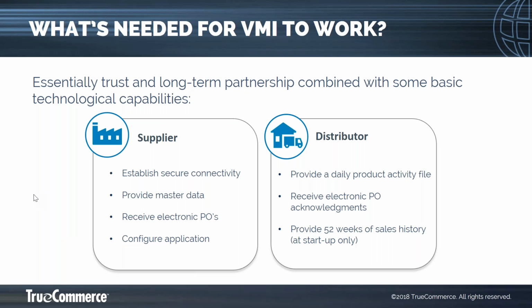Then you will need to have some basic technological capabilities. On the supplier side, you will need to be able to establish secure connectivity. You will need to provide us with your master data. You will need to be able to receive electronic purchase orders, and you will need to help us, at least at the beginning, to configure the application. We did not talk about a customized application. We talk about configuring it simply.